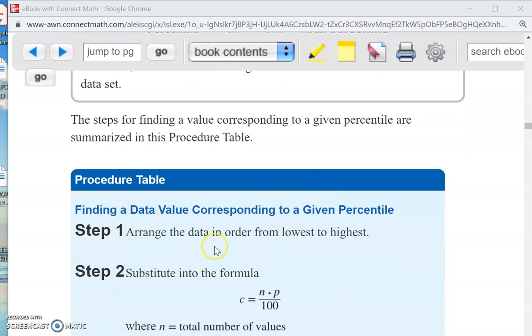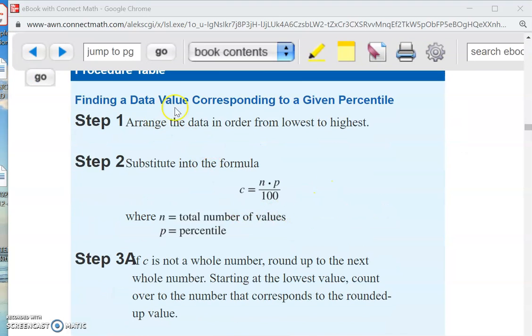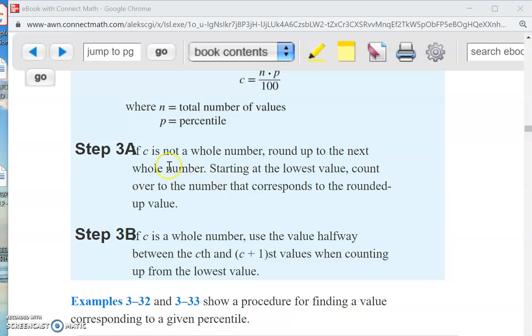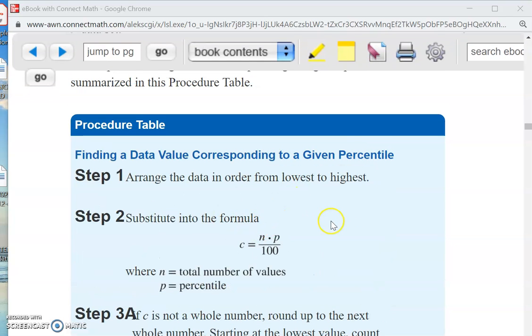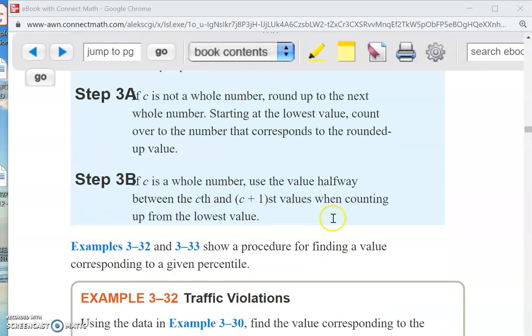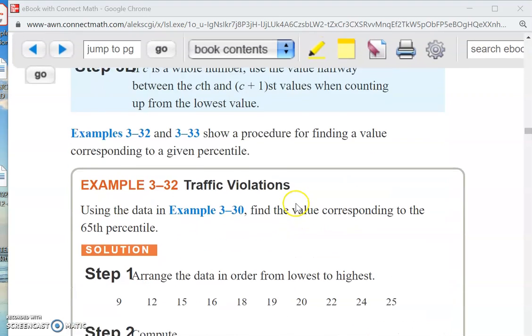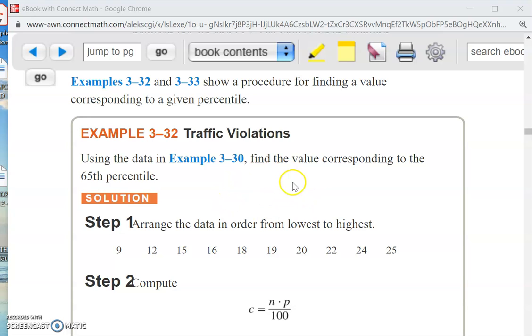Okay, so here's the process for doing that. So you arrange the data in order, you substitute into this formula here. Okay, you either round it up or you take the midpoint between two guys. So I'm going to let you read that carefully. Read that carefully in your own book, not off the screen here, obviously. Read it in your book, and then let's take a look at the example.